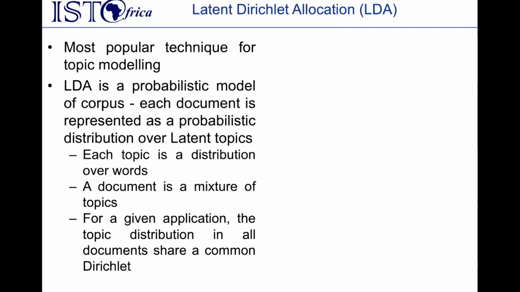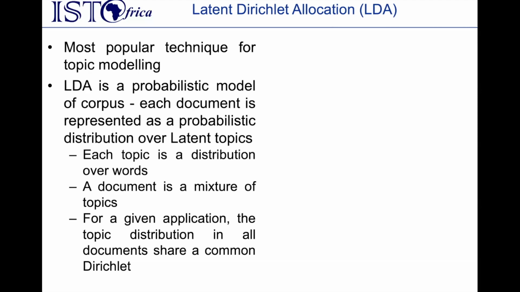Among the various techniques for topic modeling, the most popular one is Latent Dirichlet Allocation, abbreviated as LDA. It is a probabilistic model of a corpus where each document is represented as a probabilistic distribution of latent topics. You can get more details from my paper or any literature about LDA. You'll find that, just like generic text mining, each topic is a distribution of words, while a document is a mixture of topics.